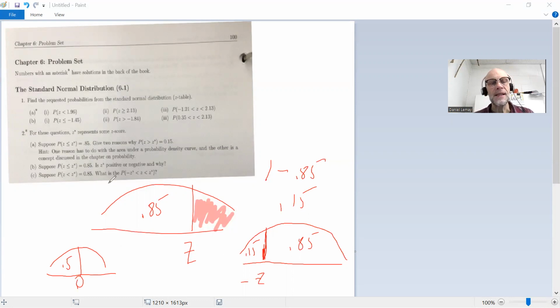Then C asks us for the area between the positive and the negative z-score. Let's look at this. I think you might already know the answer. If this is 0.15 above, let me go erase this. Yes, I can. And we know that the negative z-score is 0.15 below it. Together, those add up to 30%, or 0.3, and 1 minus 0.3 is 0.7.